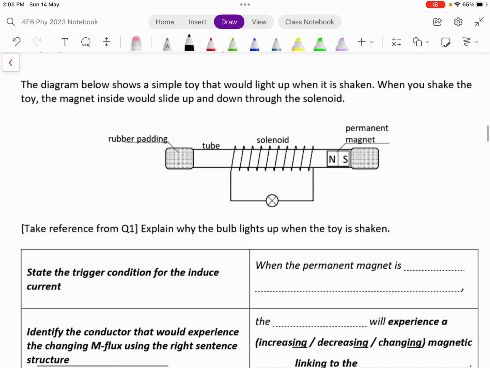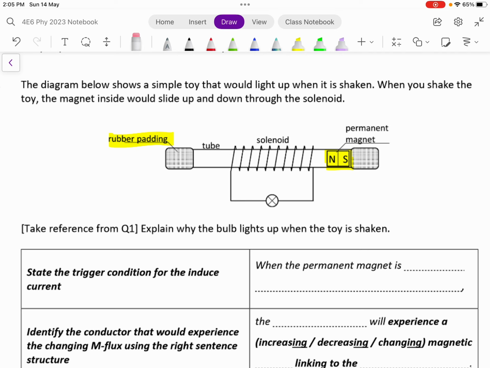So what happened is that there's a tube, and in this tube you have a piece of magnet that can slide left and right. So this magnet can go like that, and if you shake it the other side, the magnet can go through like that. So in a way, the magnet is passing into the solenoid, right? Then out of the solenoid, and when you shake it the other way, it will go back into the solenoid and out again. Why do we have this rubber padding? It is so that when the magnet hits this part, it will not break the tube, right?